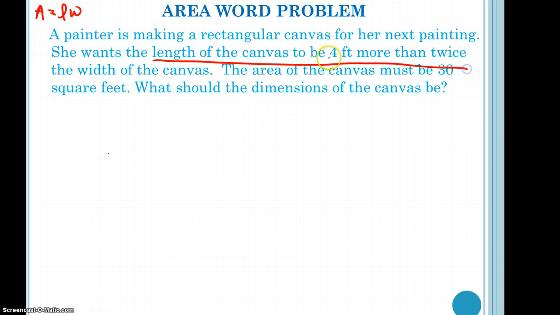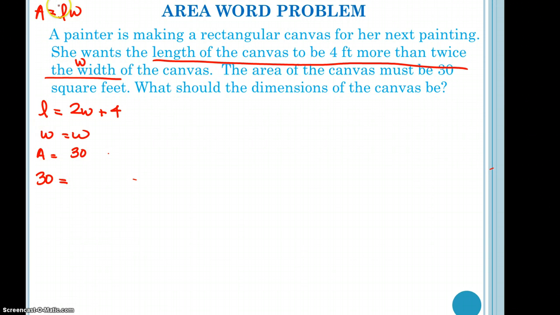So area 30 equals the length, which is 2W plus 4, times the width, which we don't know, which is just W. Let's simplify the right side, and then we'll see what we have. So 30 is equal to W times 2W is 2W squared, W times 4 plus 4W. Remember, we need to get everything on one side before we can even attempt to solve or factor. So I'm subtracting 30 on both sides, and I get 0 is equal to 2W squared plus 4W minus 30.